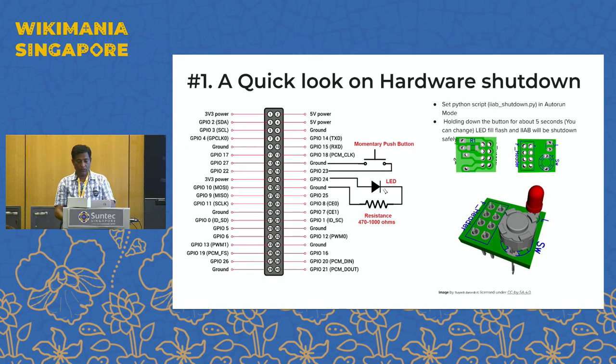All you need is to put in one momentary switch and one LED indicator. This is optional. It will indicate whether your machine is running. And whenever you press this little button, it will flash for a few seconds, giving an indication that it is going to shut down, and that's it. A little Python script is written for this, and it is also available on GitHub. I'll make sure that this slide will be available on Commons, so you can go through that link also.